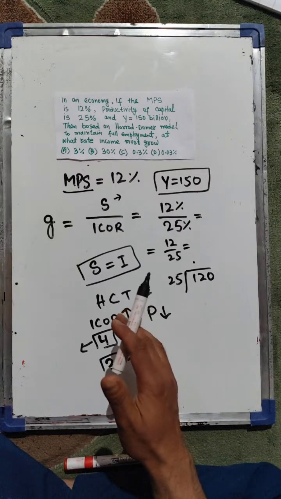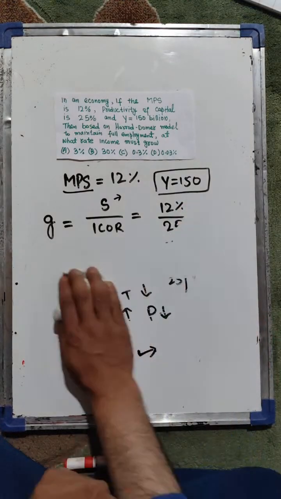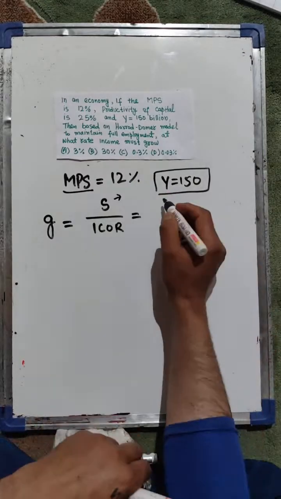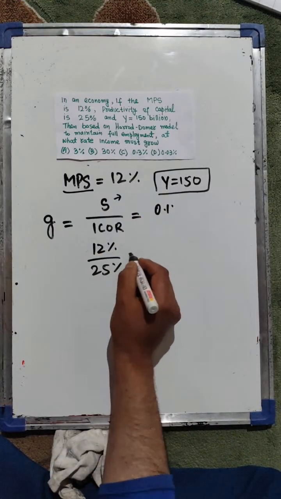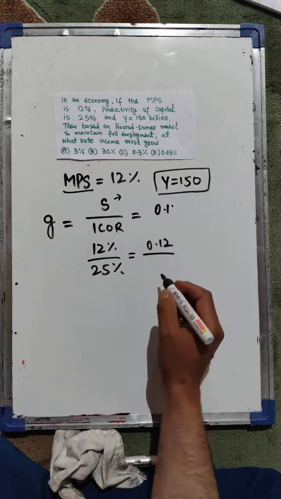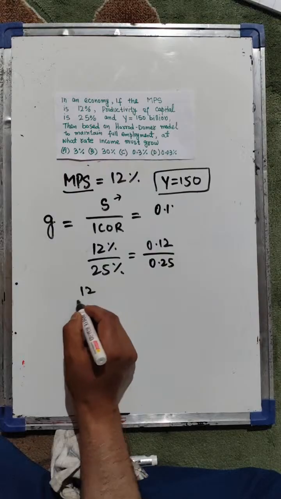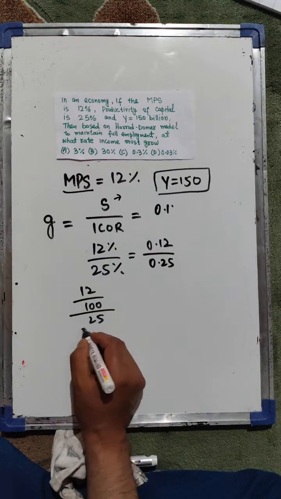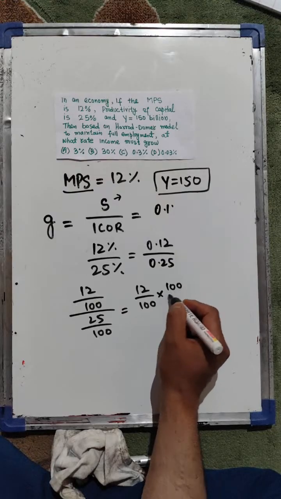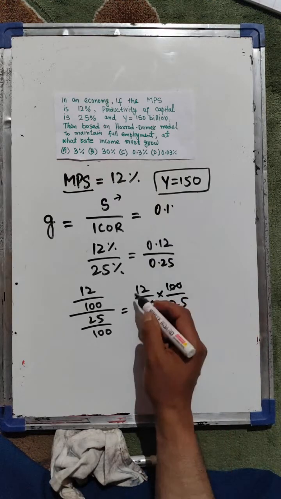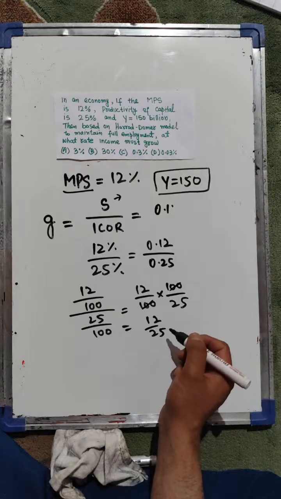Okay, so since it is 12% upon 25%, we can write 12% as 0.12, or let's write here 12% divided by 25%, which is equal to 0.12 divided by 0.25, which is equal to 12 divided by 100 divided by 25 upon 100, which is equal to 12 divided by 100 into 100 upon 25, so this gets cancelled, so we have 12 divided by 25.